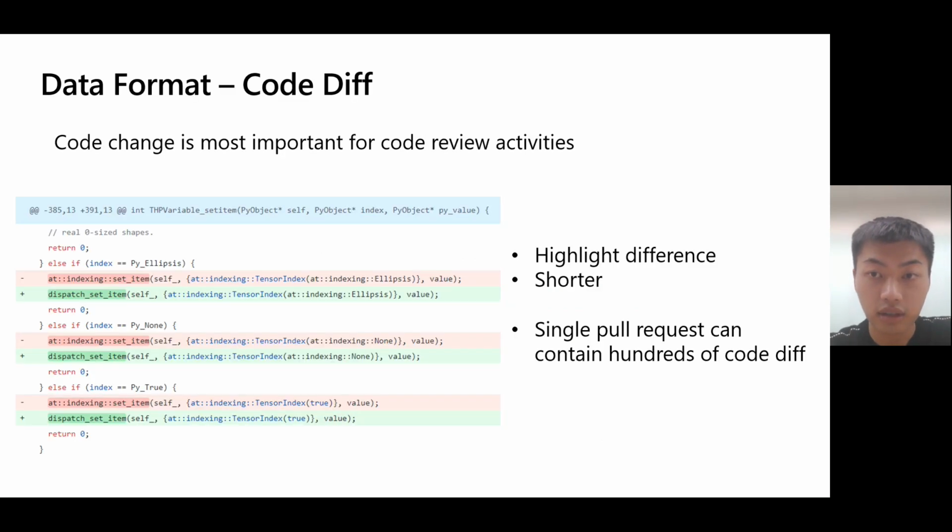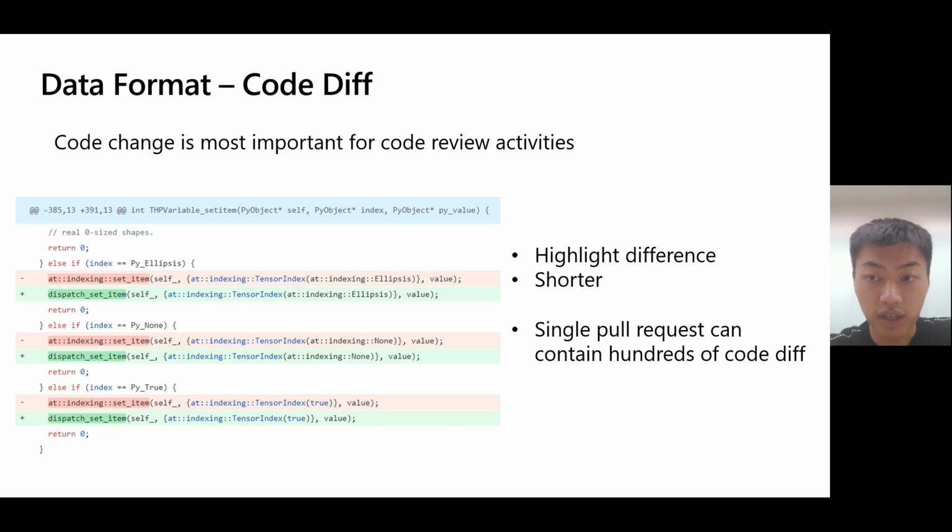In our mind, in code review, the code diff is a very special data format, and our model is designed for understanding code diffs. We believe that the code change is the most important part for code review activities, and the figure shows what the reviewer will see in real-world code review. The reviewer doesn't focus on the original code or the new code only, but the difference between them. And we can see the plus and minus symbols indicating whether a code line is added or deleted.